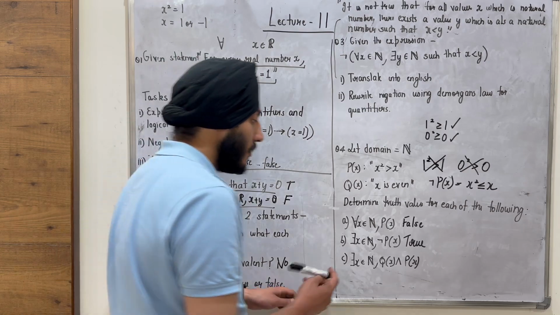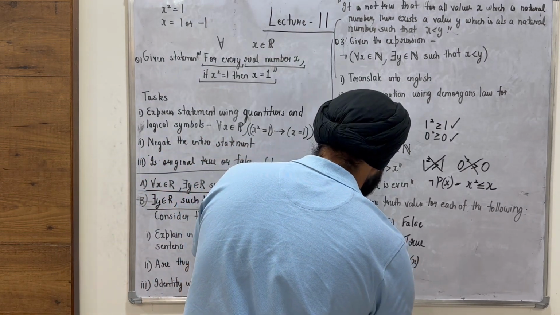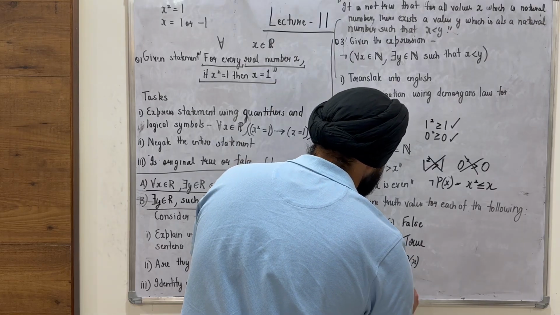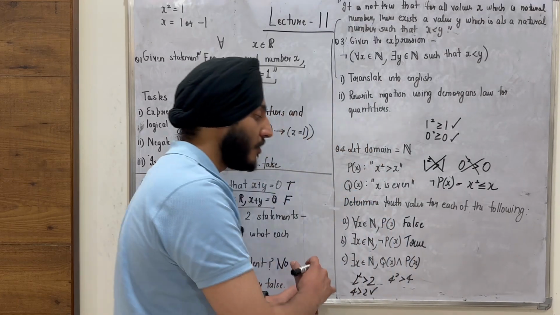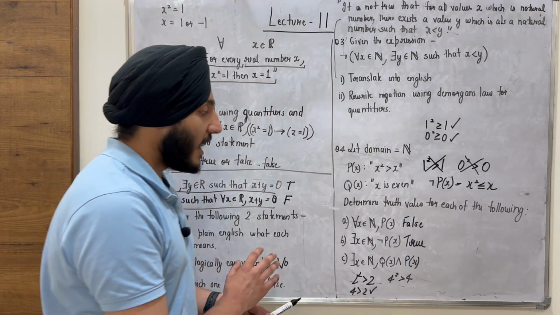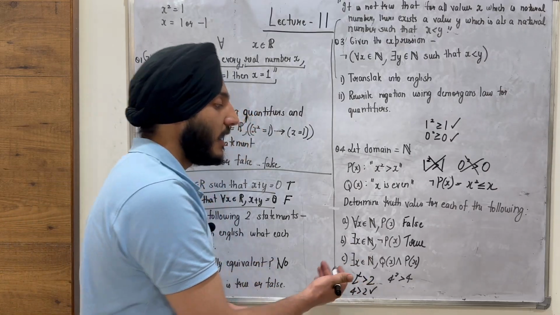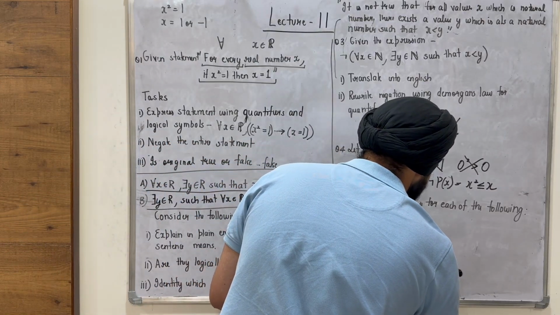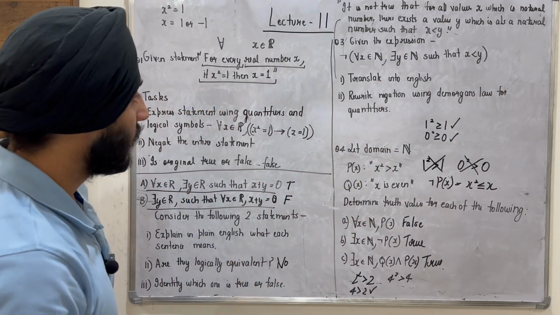If I think about 2 or if I think about 4, 2 square is greater than 2 because 4 is greater than 2, right? I can say 4 square is greater than 4, right? So I have a lot of examples in this case, but I don't need a lot of examples. Even if I use a single example for it, I can say that this is true, right? So this is going to be true as well.